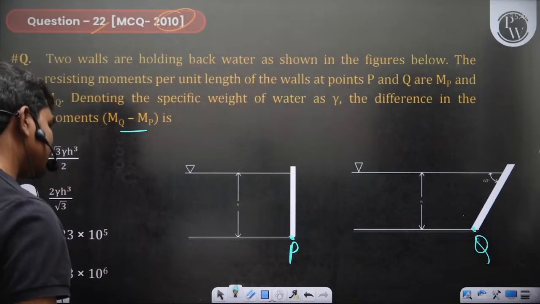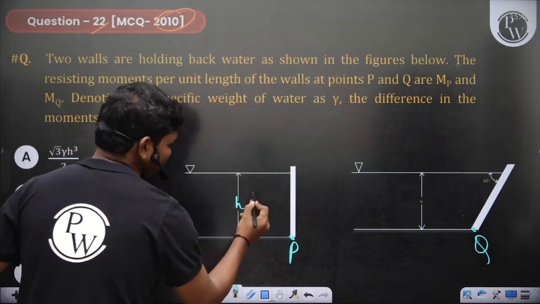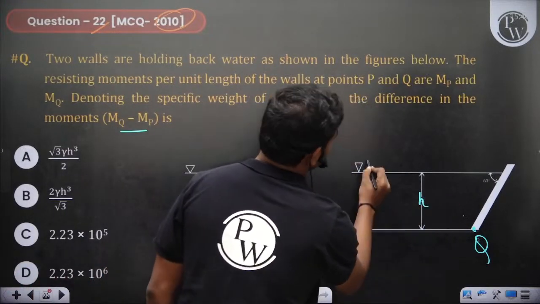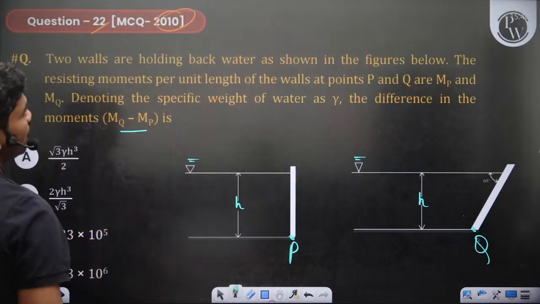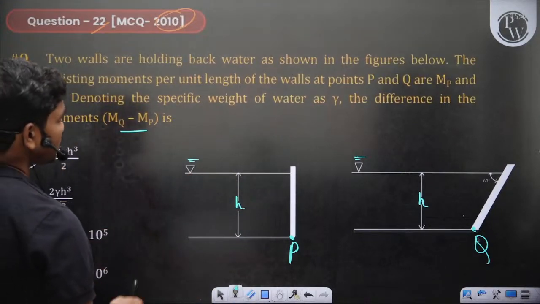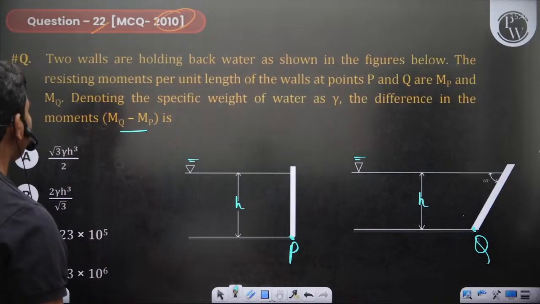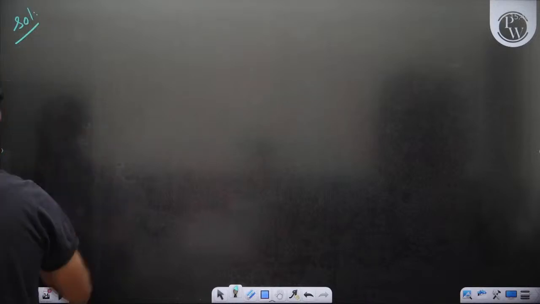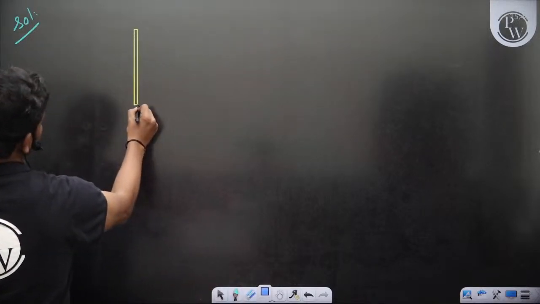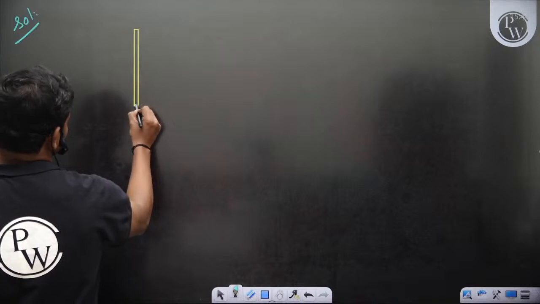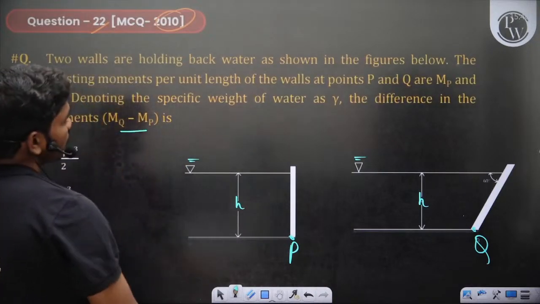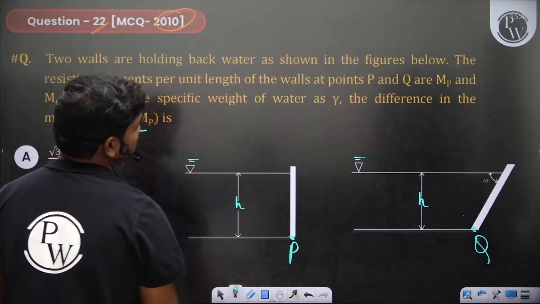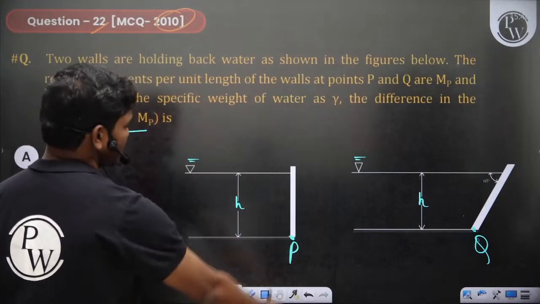Let's see. This height is h. A bit of a typing issue, no problem, we know. So we have the free surface. 2 walls are holding back this water as shown. The resisting moments per unit length of the wall at points P and Q are MP and MQ. The first wall is like this. Since it's a fixed wall, definitely it is fixed. No, what they say is holding back water, so maybe some hinge. I think it should be fixed in that case.